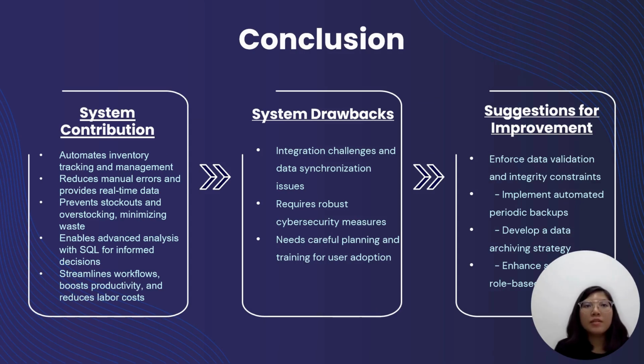In conclusion, the IMS database enhances efficiency by automating inventory tracking, reducing manual errors, and providing real-time data. This accuracy prevents stockouts and overstocking, aligning inventory with demand and minimizing waste. SQL queries enable advanced analysis for informed decisions. The system streamlines workflow, boosts productivity, and reduces labor costs. However, careful integration, robust cybersecurity, and thorough training are essential to mitigate drawbacks. Implementing suggested improvements will enhance the system's resilience, reliability, and security.